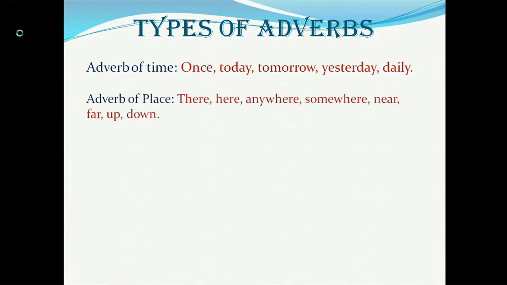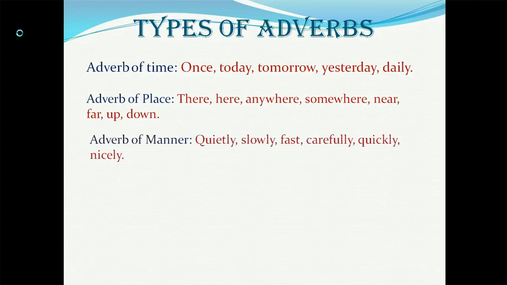Adverb of place. Here, there, everywhere, somewhere, near, far, up and down. So these are adverbs of place. Then we have adverb of manner. Manner means how. How is the verb performed? Quietly, slowly, fast, carefully, quickly, nicely, neatly, beautifully. So these are adverbs of manner, and if you can see, most of the words except very few words like fast, all the words end with ly. Okay, these are very easy to recognize.